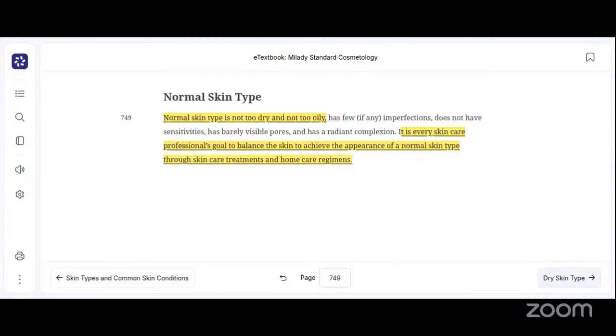Okay, let's look at normal skin type. Just going to go a little bit deeper. We've highlighted some areas as well. Normal skin type is not too dry and not too oily. It is every skin care professional's goal to balance the skin. So you want to balance the skin. The skin should look radiant. Barely visible pores should be a smooth surface.